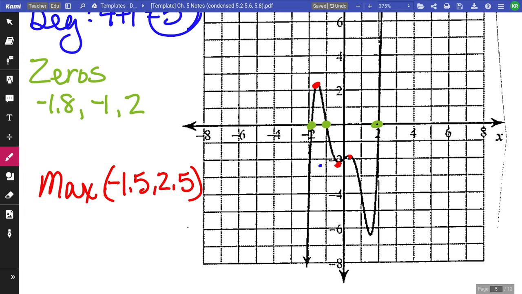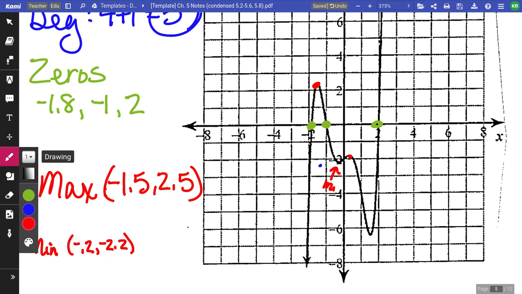So let's do this one right there. So minimum, maybe it's about a negative 0.2 and a negative 2.2. Okay. All right, so that's this point as a minimum, about right there. Okay, then we have this little guy, and it's a maximum. So that's going to be at about maybe a 0.3 and a negative 1.8.